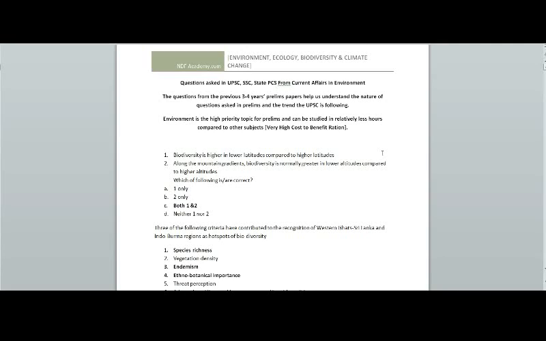Let's try to understand the concepts which were studied by questions. There was a question which was asked: biodiversity is higher in lower latitudes compared to higher latitudes, and along the mountain gradients, biodiversity normally is lower compared to higher latitudes. Now, as we study, temperature variation affects the biodiversity. So both one and two are correct.